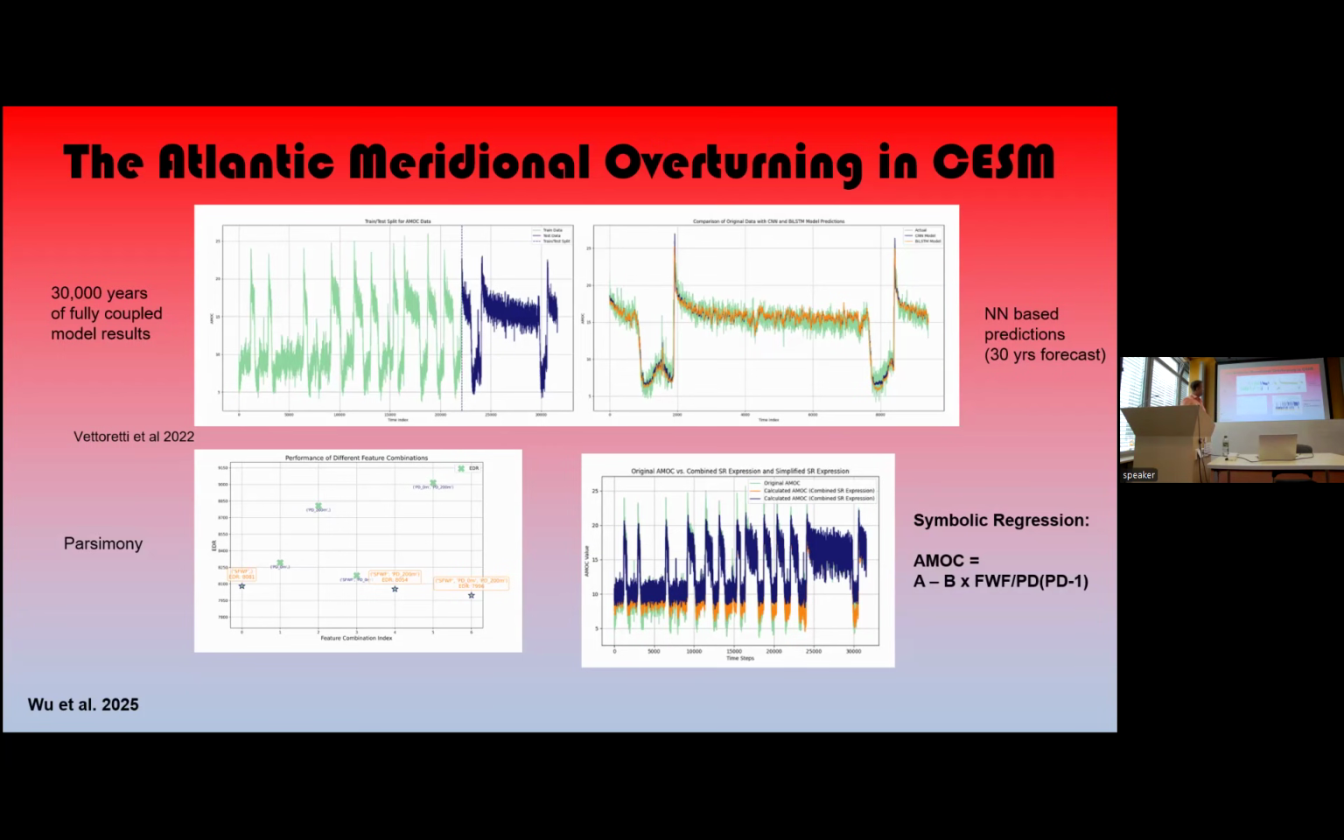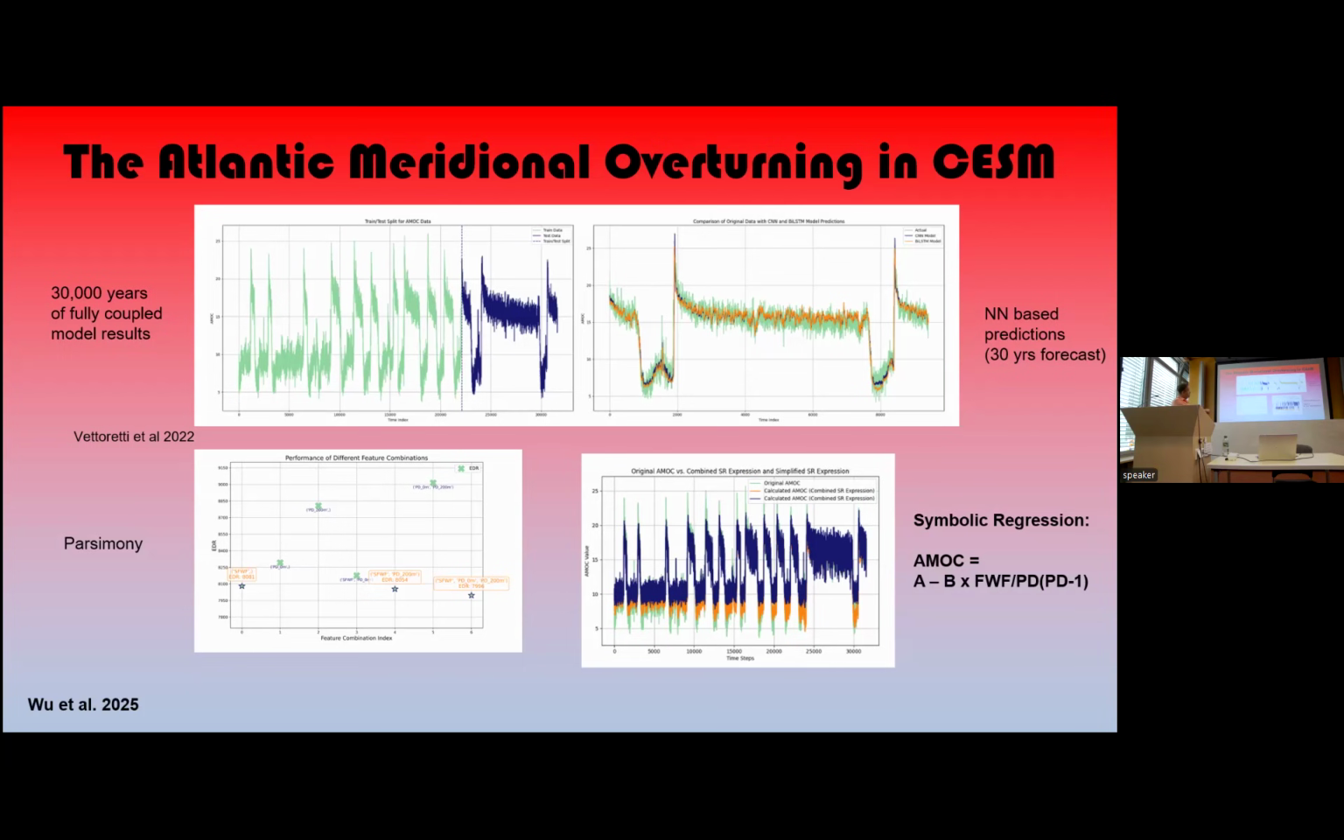We use methods to learn these equations. So the first is we do a parsimony analysis. So we use neural network-based predictions. We have a 50-year window where we try to predict the overturning 30 years ahead of time. This is our neural network-based set.